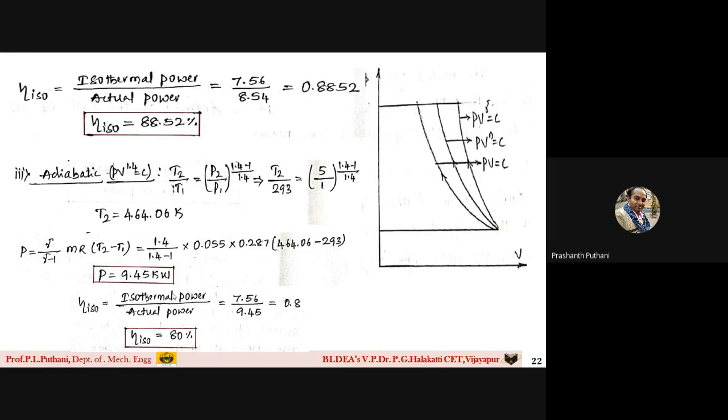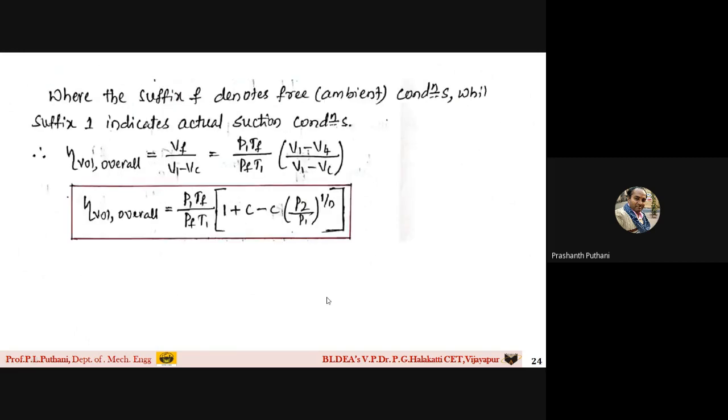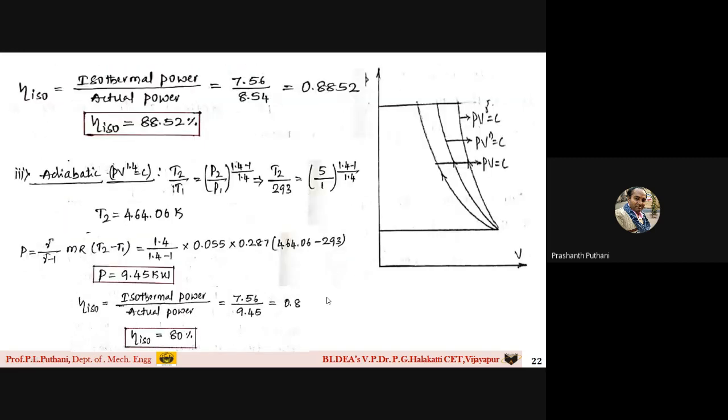So here also isothermal efficiency, isothermal by actual power. So isothermal power is, we have got 7.56. Actual power for this process, we take it from here. So that is 9.45 kilowatt. We substitute and get the answer as 80%. Okay. So this is the discussion of this simple problem.